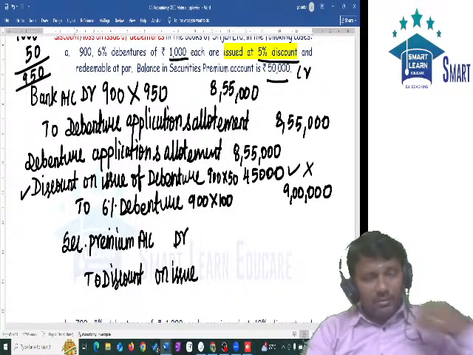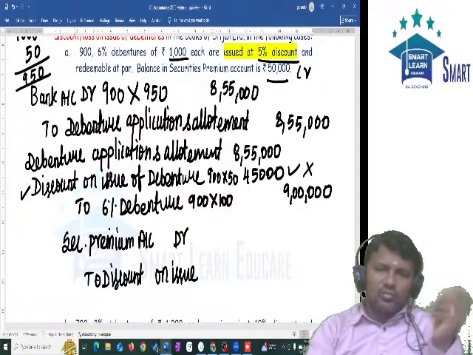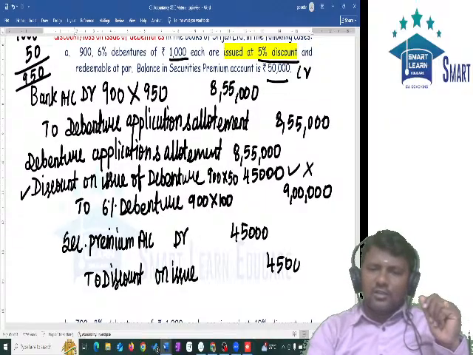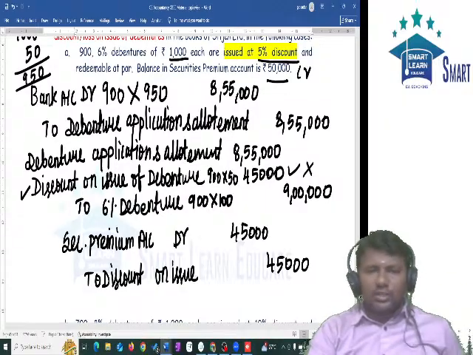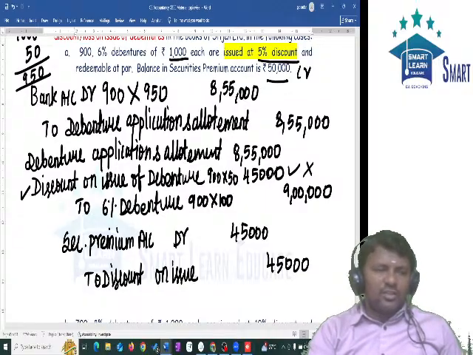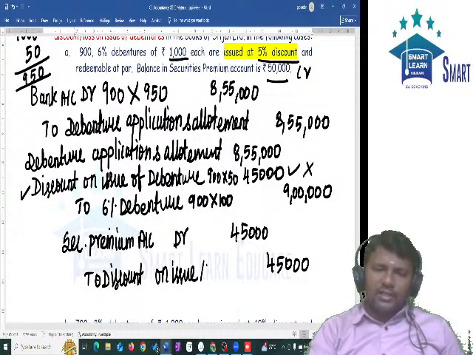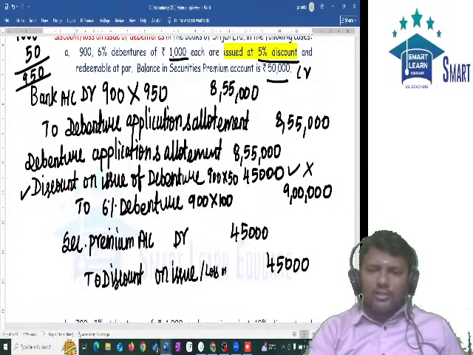We have securities premium of 50,000. The loss is only 45,000. So whichever amount is less, that amount we can adjust. So 45,000 we can adjust with 50,000. For this we need to pass one entry. Securities premium account debit, to discount on issue of debentures account should be credited. Sometimes we can also call it loss on issue of debenture. That account also we can alternatively credit.